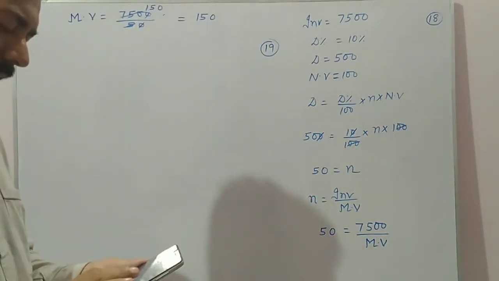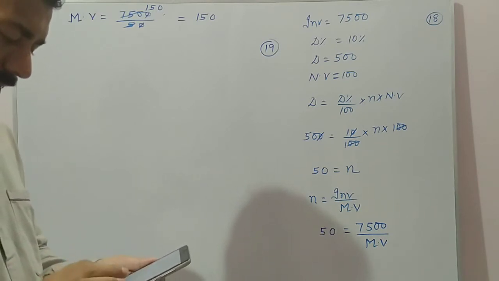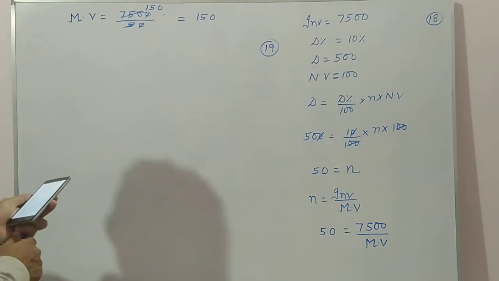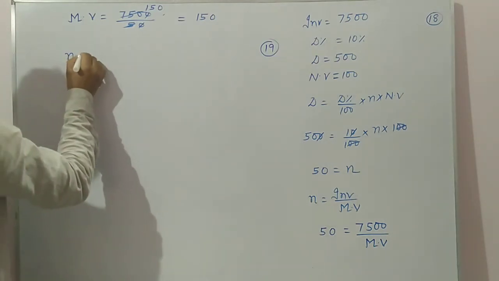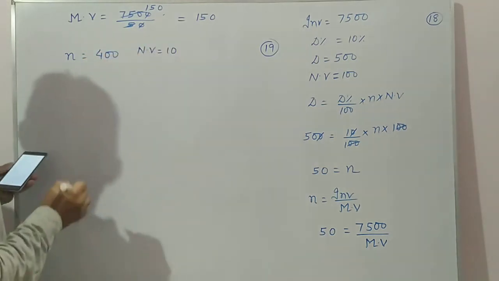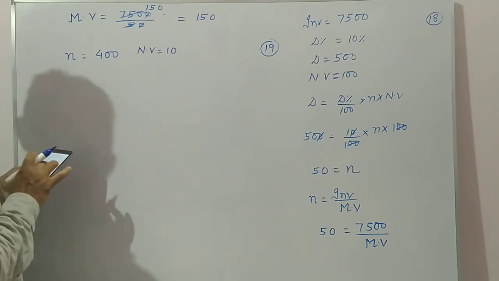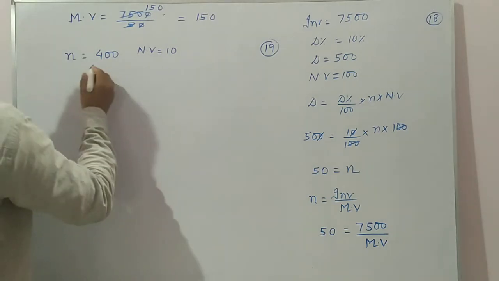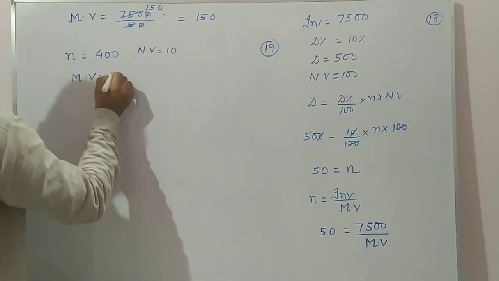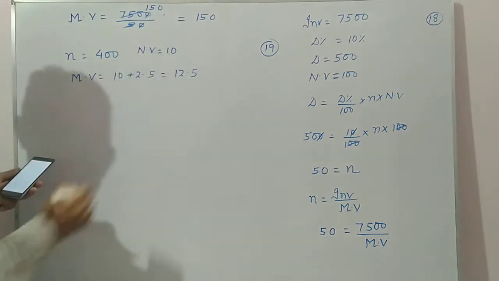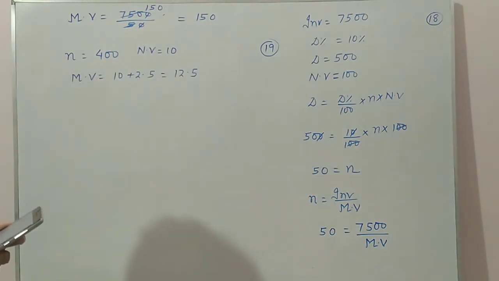In question number 19, it is given that a man buys 400 shares of nominal value 10 rupees at a premium of 2.5. Premium of 2.5 means what? Market value, that is 10 plus 2.5 equal to 12.5. We have to find his investment, dividend received and percentage yield.